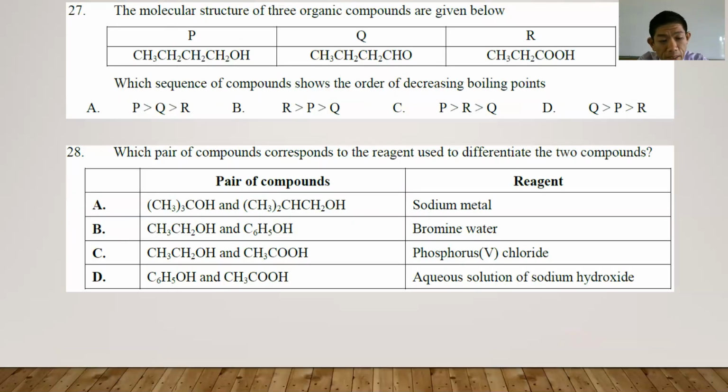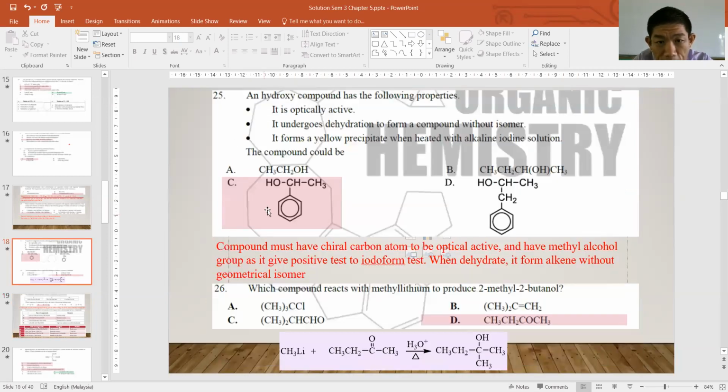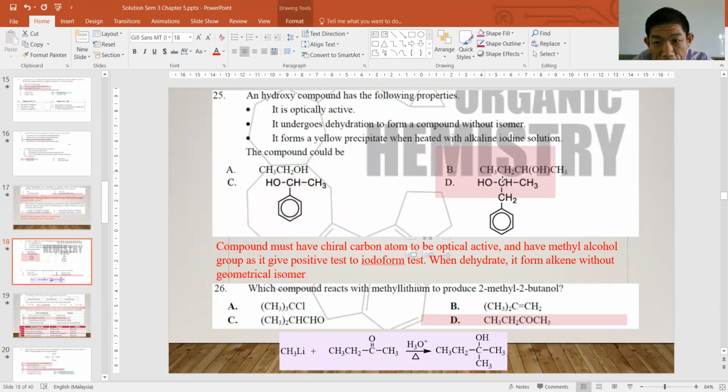B. Let's see. B. Sorry for the mistake. Because they said without isomer, without isomer means that no isomer. B can still have geometrical isomer. Okay, my mistake. Sorry for that.